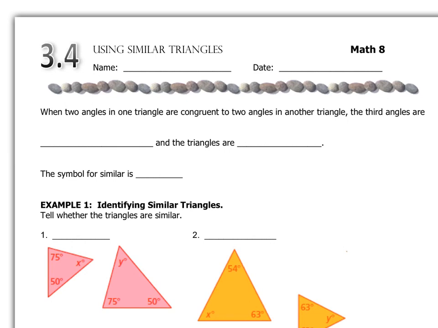So in terms of triangles, when two angles in one triangle are congruent to two angles in another triangle, the third angle is congruent and the triangles are similar. So there are two triangles that are not necessarily the exact same size, but they have all of their angles the same measurement. And the symbol for similar is a little squiggle. It's kind of like the congruent symbol, because similar and congruent are kind of in the same family. So the congruent symbol is the equal sign with the squiggle on top, and similar is just the squiggle.